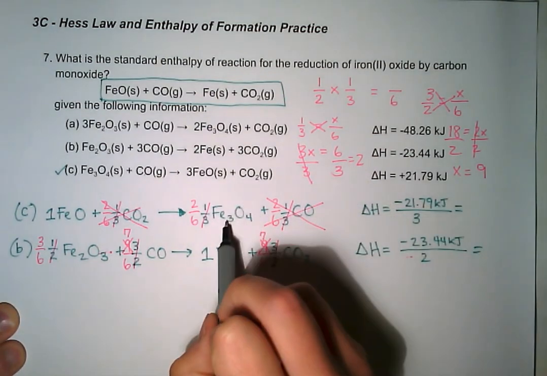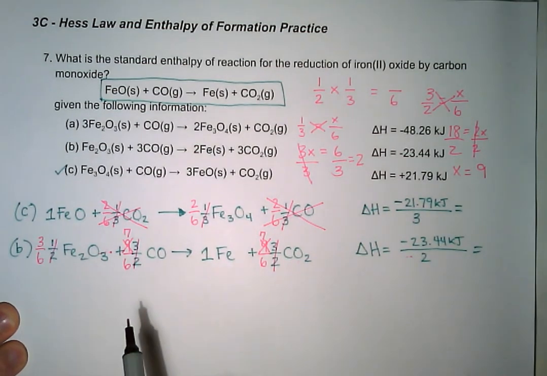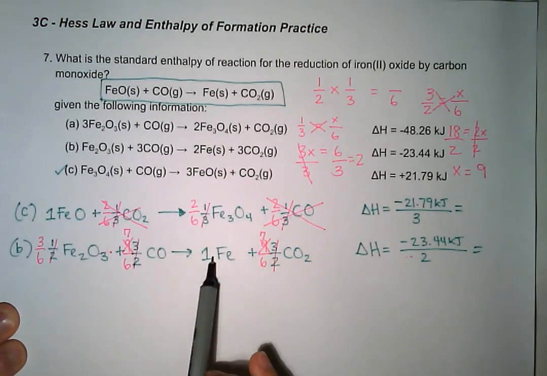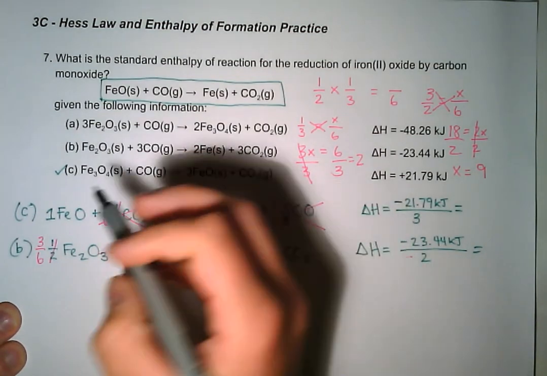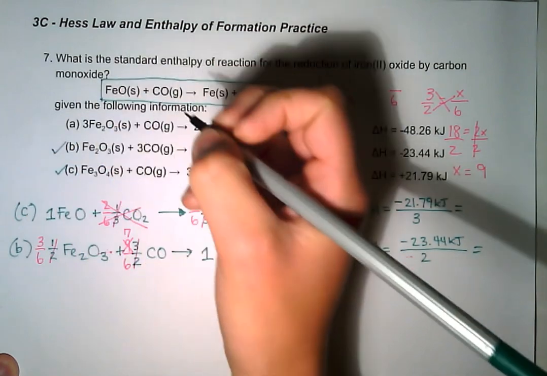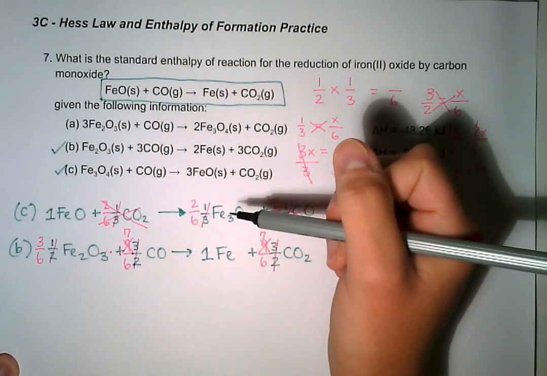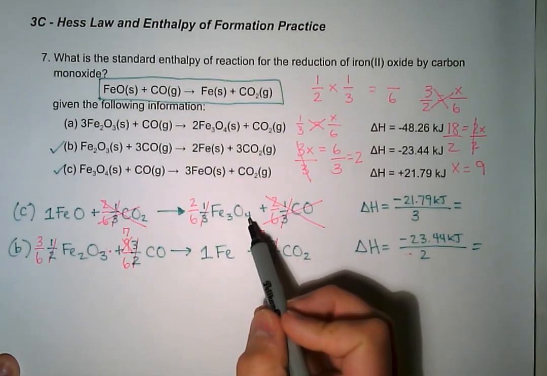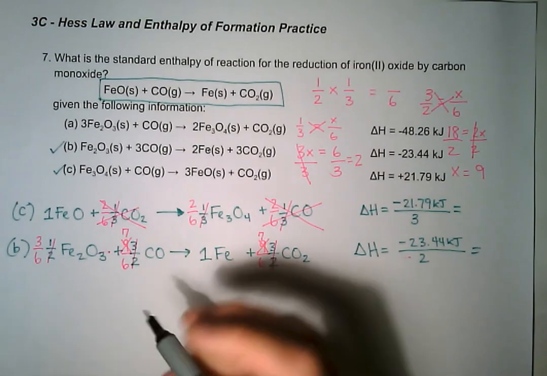And now I have Fe3O4 and Fe2O3, and I can't really do anything with those right now. And then I have FeO, which I know I wanted, and Fe, which I also know I wanted. So now we have reaction A left to work with. Whatever we do to reaction A, we want to make sure that we cancel out things that we don't want. So we don't want these 2/6 Fe3O4.